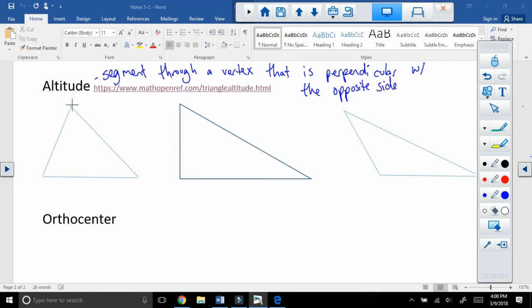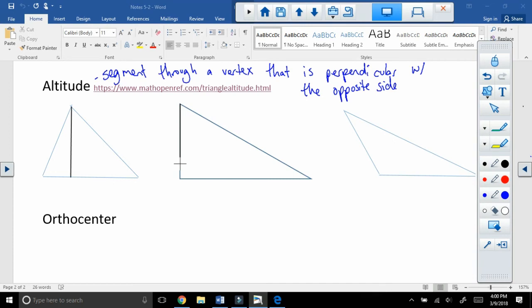So when I'm drawing these altitudes in, I want to start at the vertex and I want to go perpendicular with the opposite side. So you can kind of see here, looks like perpendicular is probably right around there. I could even continue to draw these in. I'm going to wait and do that for right now.